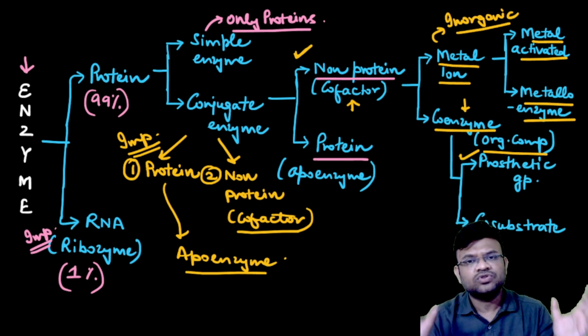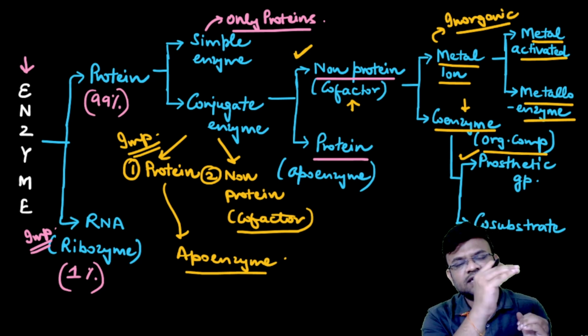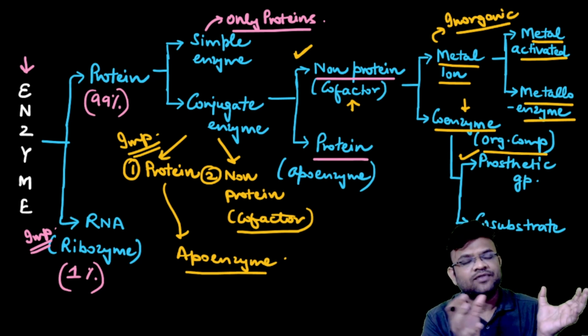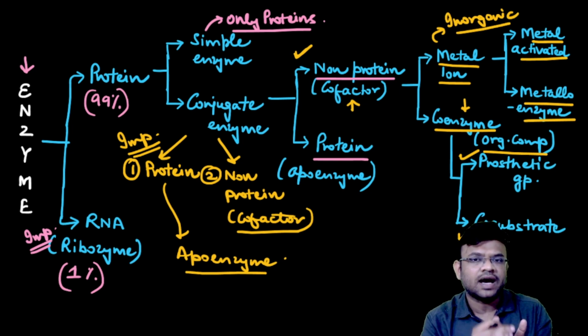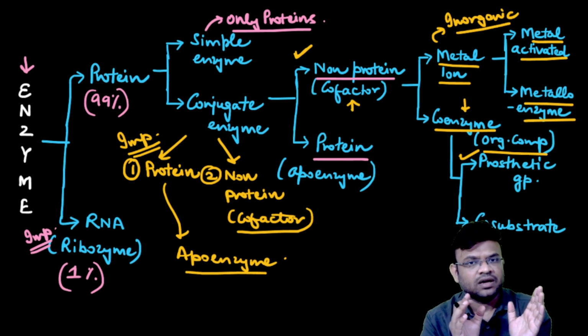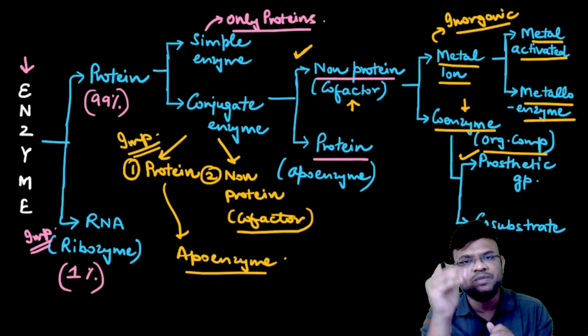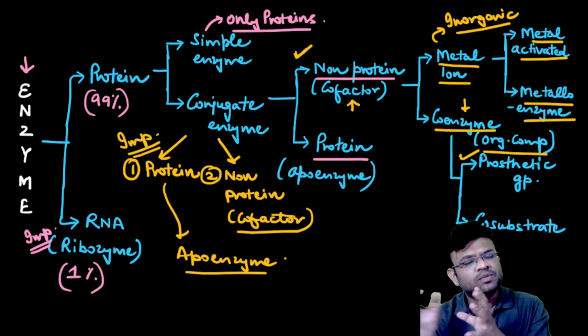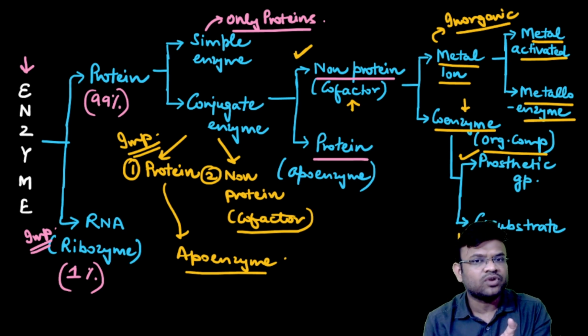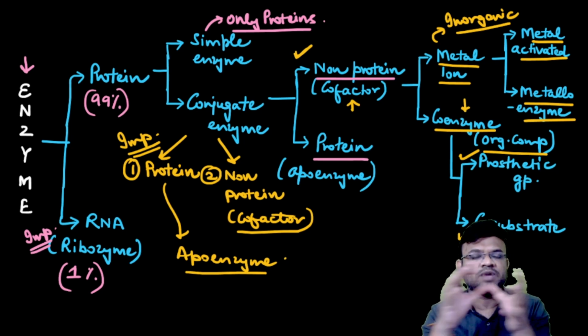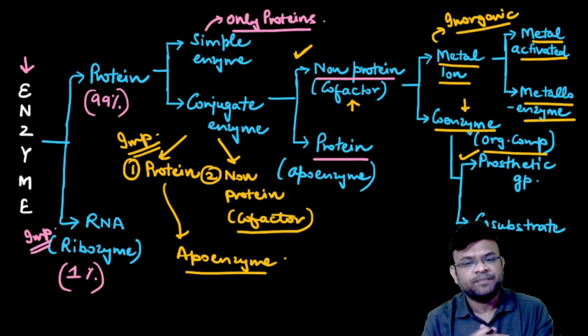Let me just go through this again. First of all, we said that the enzyme can be of two types. It can have two natures, protein and RNA. Protein can again be subdivided into two types: simple protein and conjugated protein. Simple protein has only the proteinaceous part. Conjugated protein has two parts: the proteinaceous part and the non-proteinaceous part.